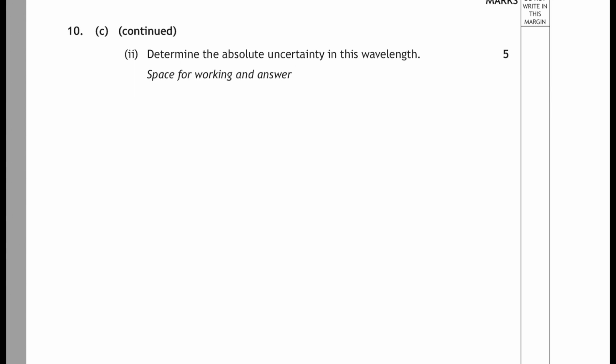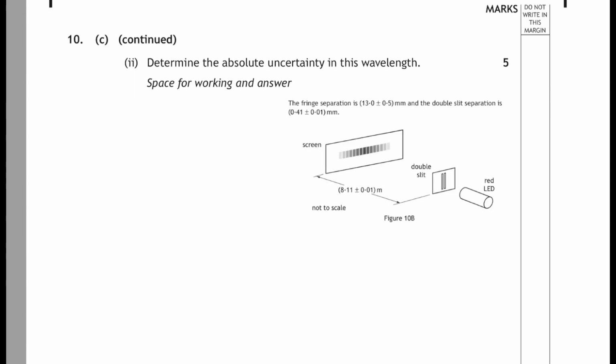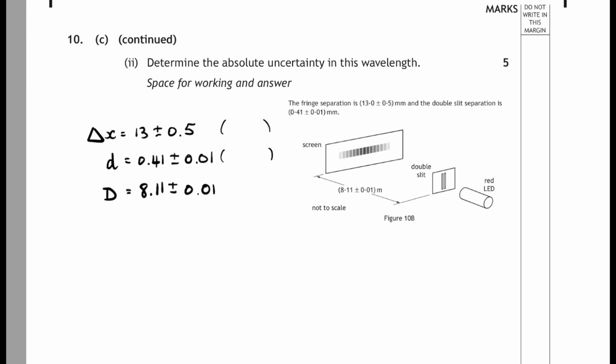Well, for this we've got to consider the uncertainty in each of our measurements, so I've cut and pasted a little diagram from the previous page here so we can see it all at once. So remember, delta x, that's the fringe spacing on the screen, was 13 plus or minus half a millimetre. Small d, the double slit, was 0.41 plus or minus 0.01, and the distance to the screen was 8.11 plus or minus 0.01 meters. Now we can work all of these out as percentages so that we can compare them and combine them if necessary.